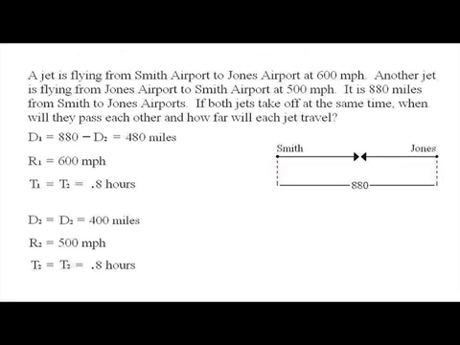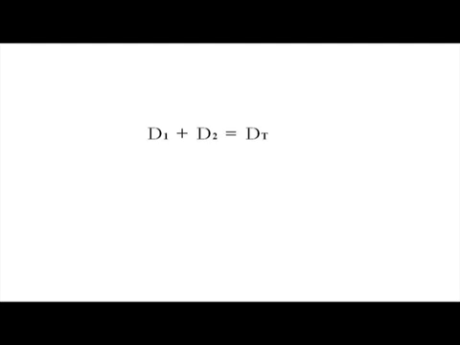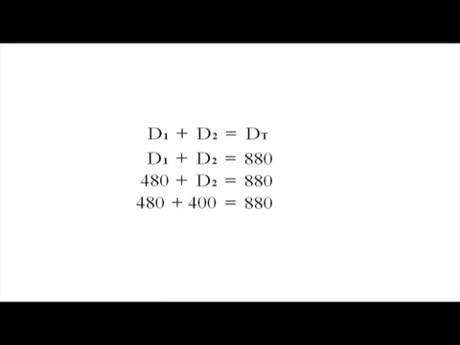Now let's do a quick check. Distance 1 plus distance 2 equals the total distance, which we knew from the beginning was 880 miles. Distance 1 is 480 miles. Distance 2 equals 400 miles. 480 plus 400 equals 880. Therefore, our check is correct. And that completes our problem.